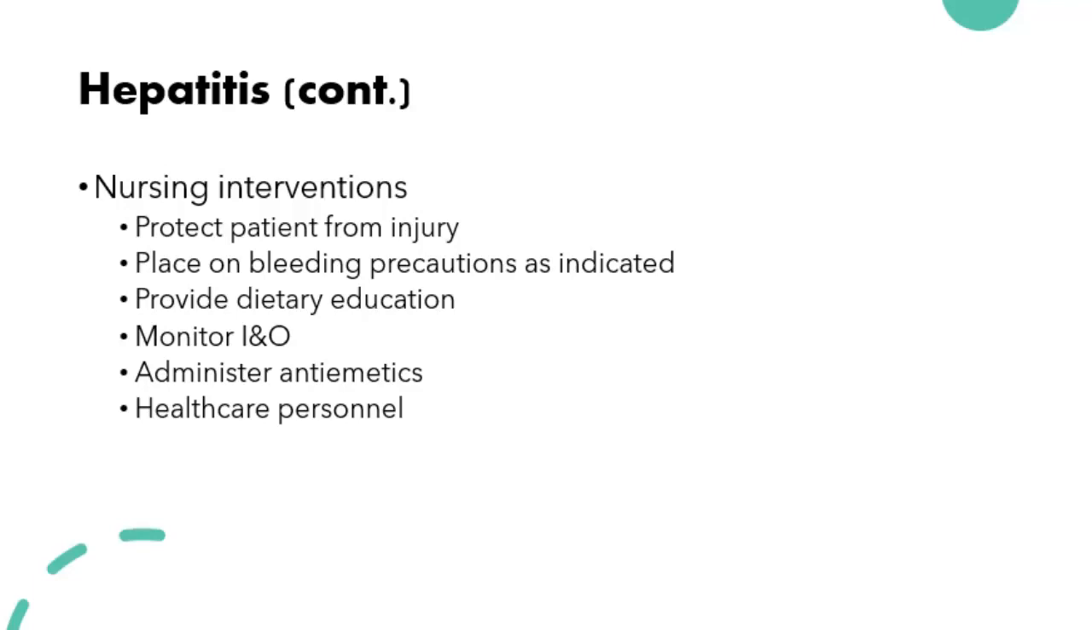Nursing interventions for hepatitis. You want to protect your patient from injury because they might have a decreased level of consciousness. They should be placed on bleeding precautions. You want to educate them on dietary information. So they need a diet high in carbohydrates and low in fats, and they should increase their fluid intake. You want to monitor eyes and nose, administer antiemetics as needed, and specifically for your healthcare personnel, they should be encouraged to be vaccinated against hepatitis B, and they should take care when handling dirty needles.